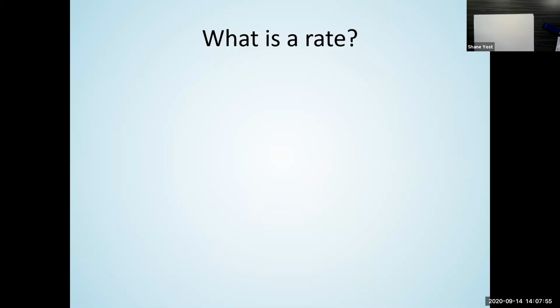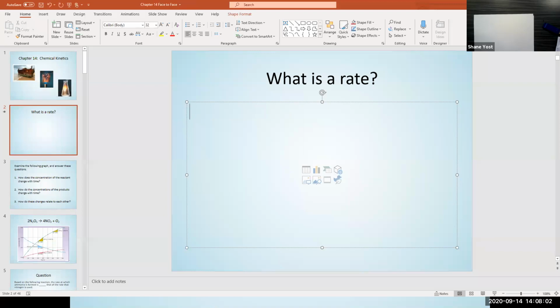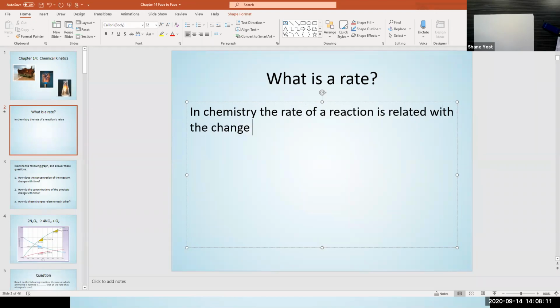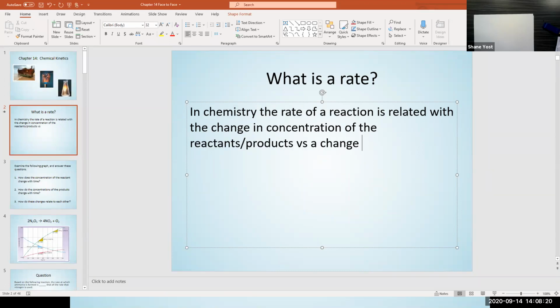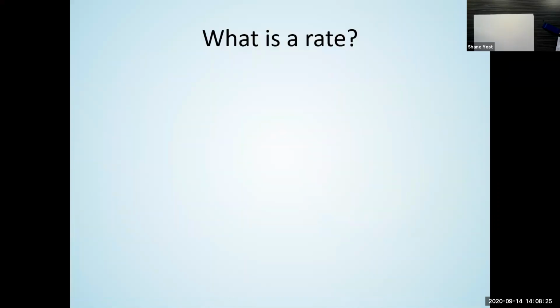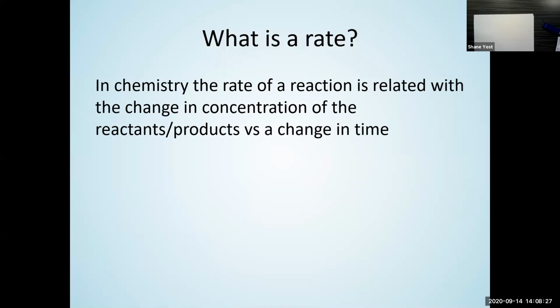Often we'll refer to concentrations here. So for chemistry, the rate of a reaction is related to the change in concentration of the reactants or products versus a change in time. Okay, there we go.